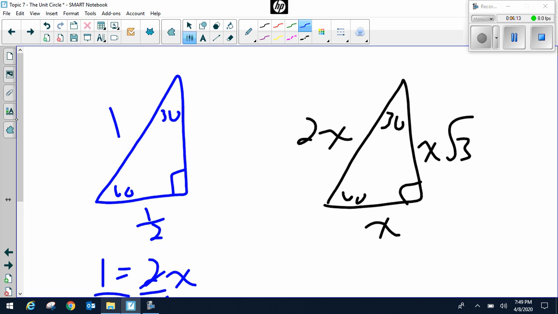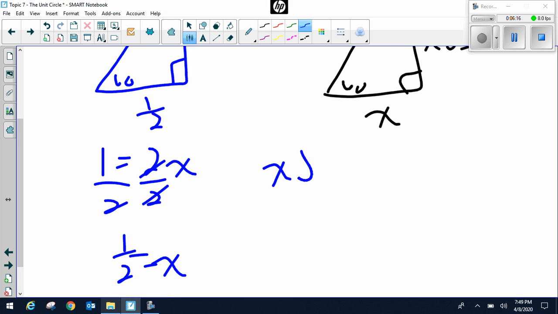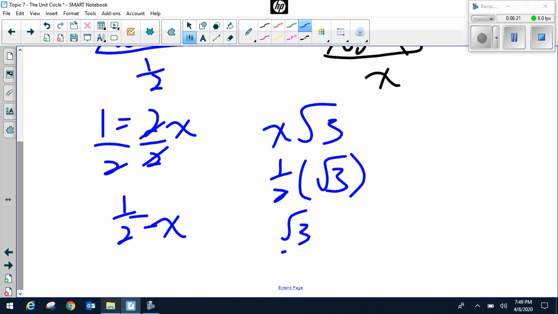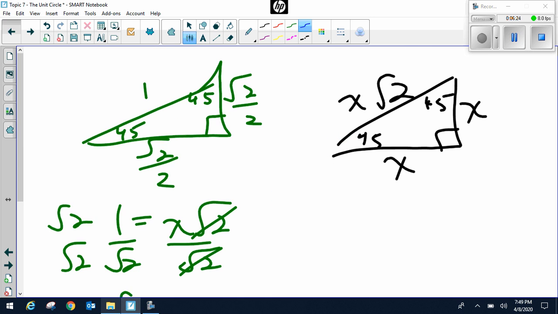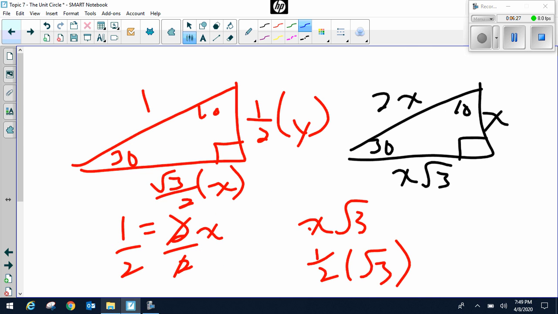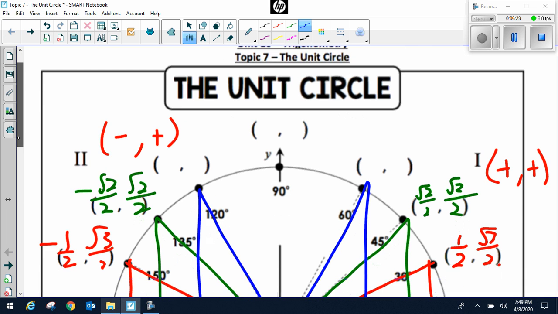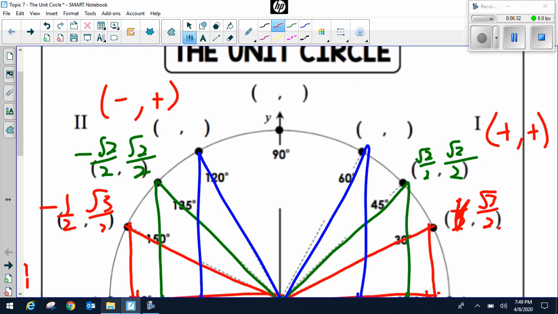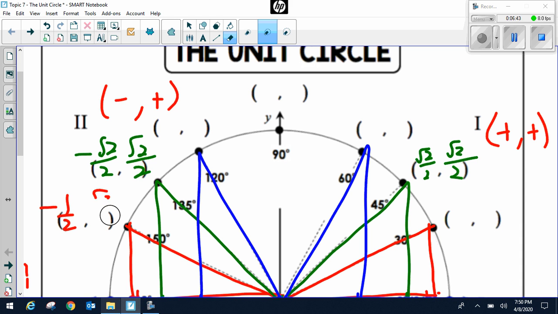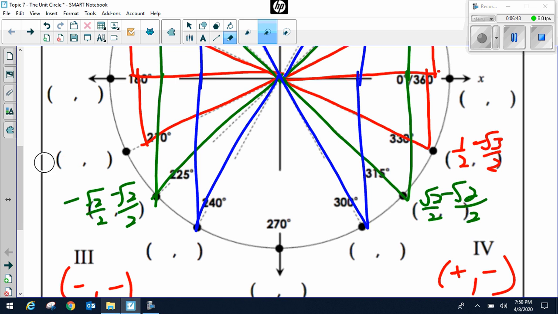And your height in this case would be square root 3 over 2. And I realize I just screwed up your ordered pairs here. This should actually be reversed, because x was square root 3 over 2. So this needs to go away, this needs to go away, and this needs to go away. So let me redo those.